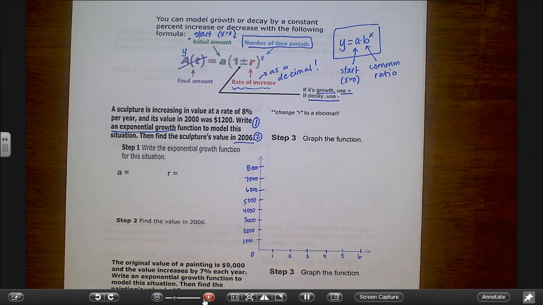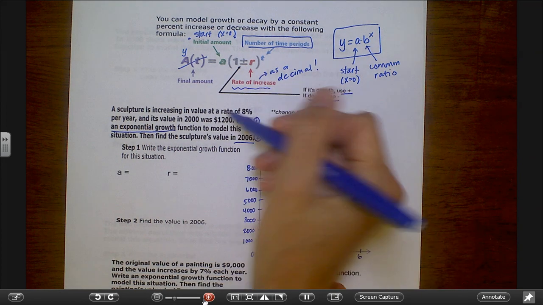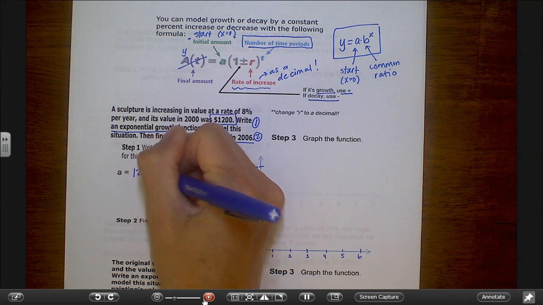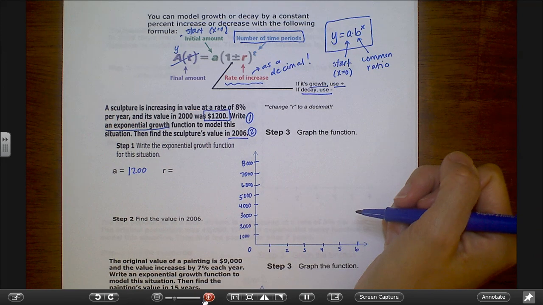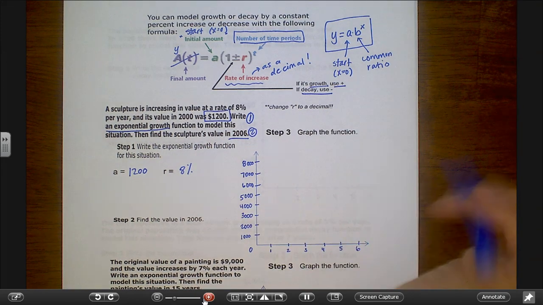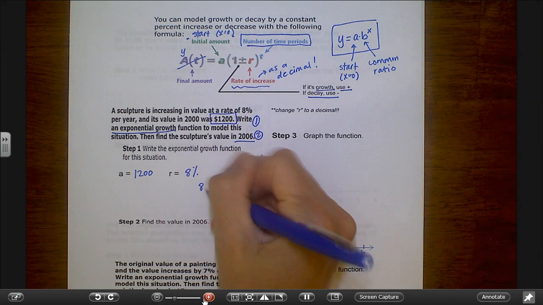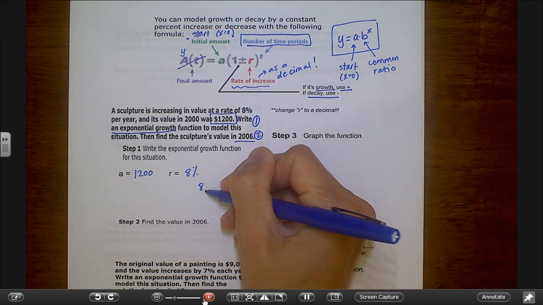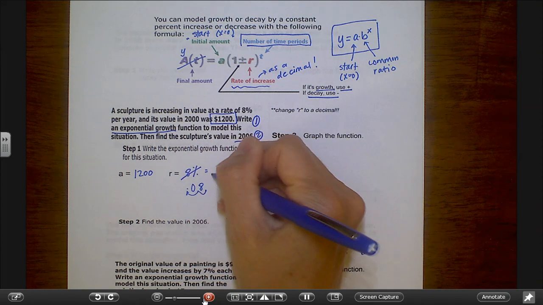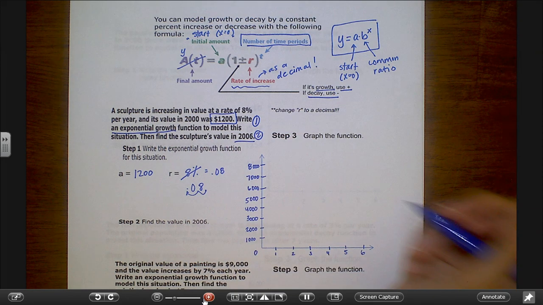So A is your initial amount. Well, the original value in 2000 was $1,200. So that's our initial amount. The rate is 8%, but remember I said you have to change it to a decimal. So remember what you do with that. The decimal is on the right. You move it over to the left. So your rate is not 8%. It's 0.08 when you write the function.